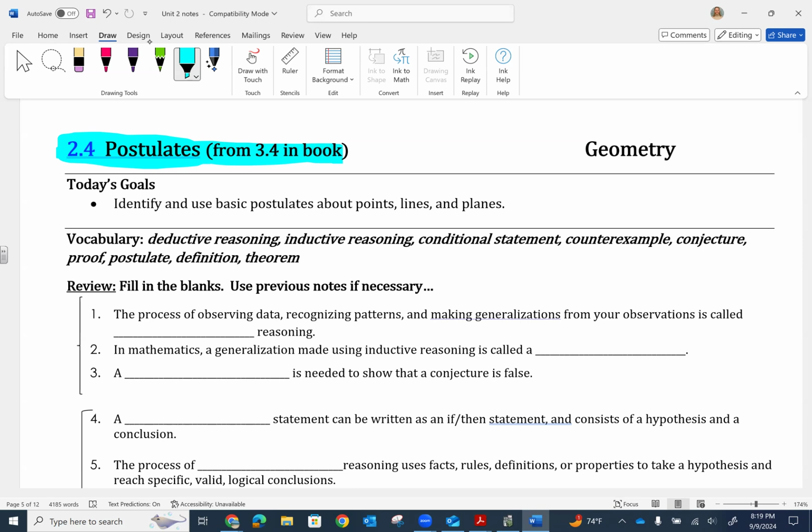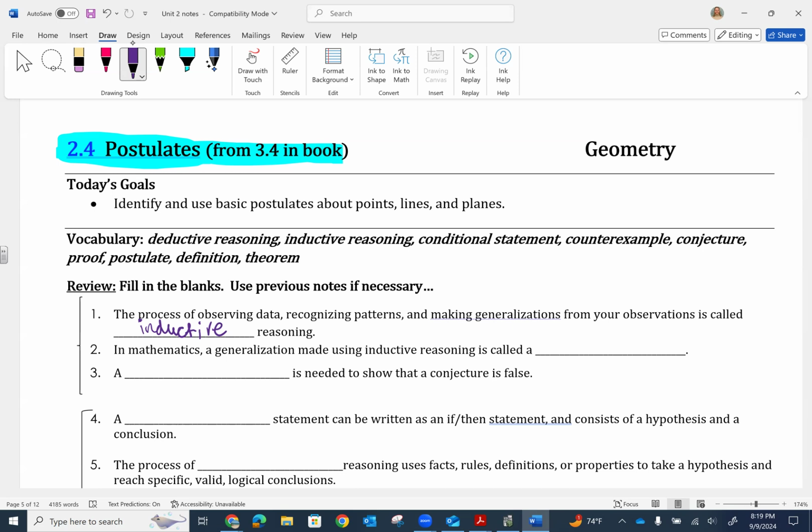If you were in my class, I'd say, read these and fill in the answers from 1 through 8. The process of observing data, recognizing patterns, and making generalizations from your observations is called what kind of reasoning? That is inductive. If I could spell, that would be very helpful, but I'm struggling with that this evening. Inductive. And you can't prove it with inductive. You can just show, based on my sampling, this is what I've noticed. You can disprove it with a counterexample, but in general, inductive is just noticing patterns and calling them out.